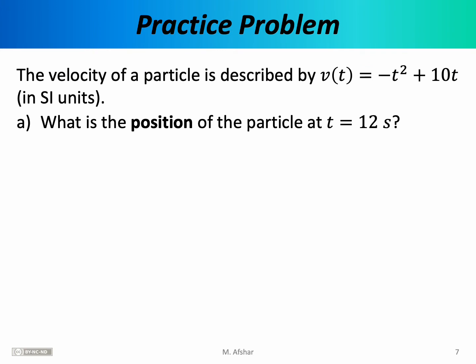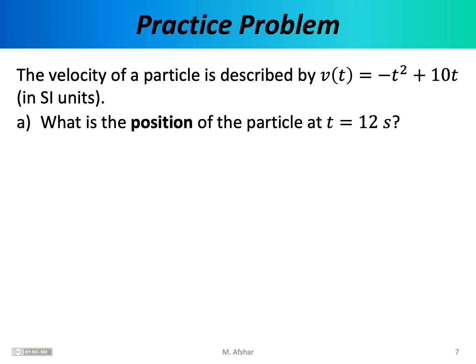Let's do a practice problem involving some of the concepts we've just learned. The velocity of a particle is described by this particular function, minus t squared plus 10t. Let's assume that all of the quantities involved are in SI units, so we don't have to do any conversions. The first question is, what is the position of the particle at t equals 12 seconds?